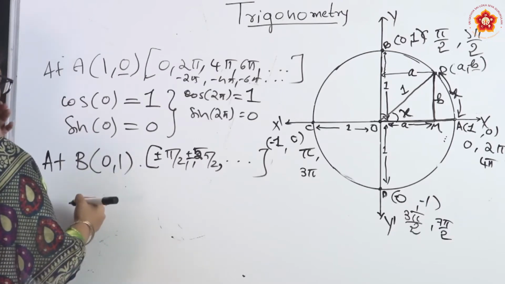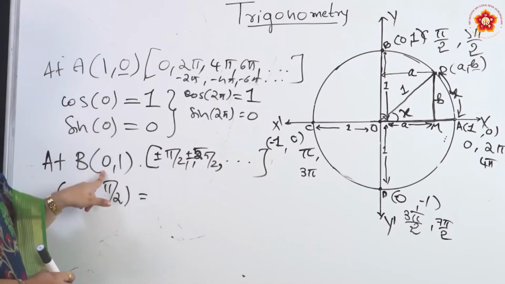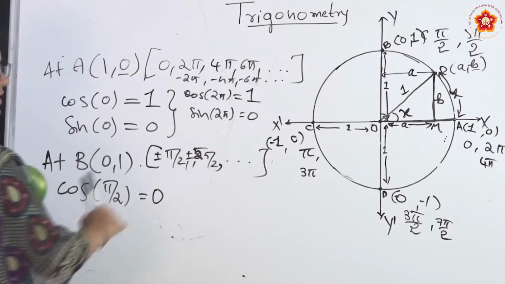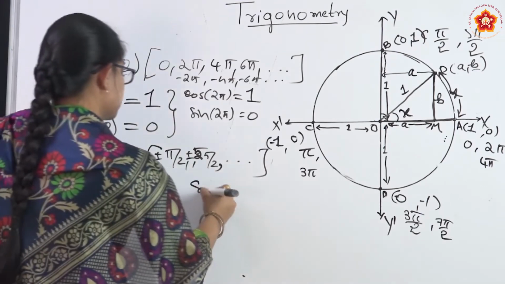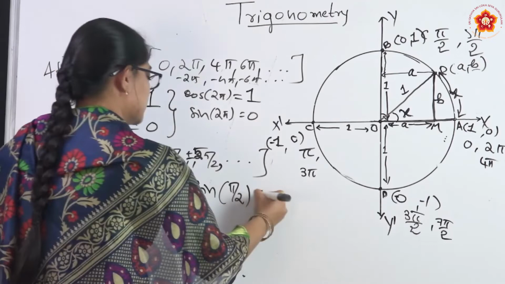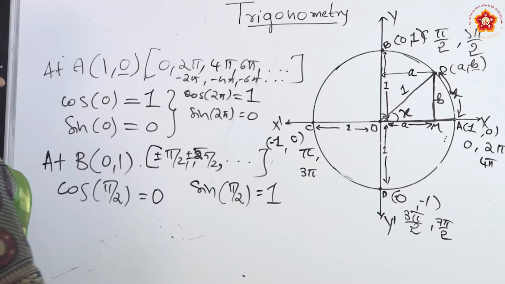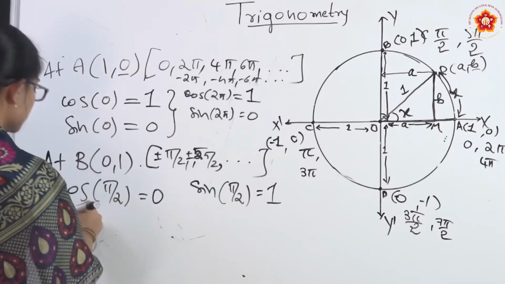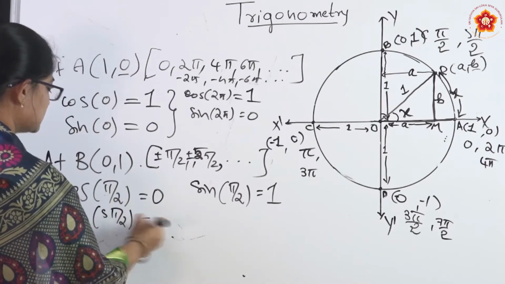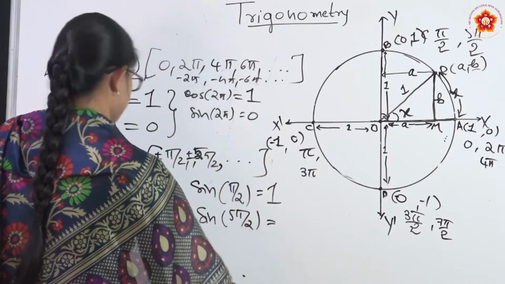So what can we find? Cos of pi by 2 will give the x coordinate of B, which is 0. So cos pi by 2 is 0. Next, sine pi by 2: we got the y coordinate 1, so sine pi by 2 is 1. Similarly, you can consider another angle at the same point B, that is 5 pi by 2. Cos of 5 pi by 2 is 0, and sine of 5 pi by 2 is 1.